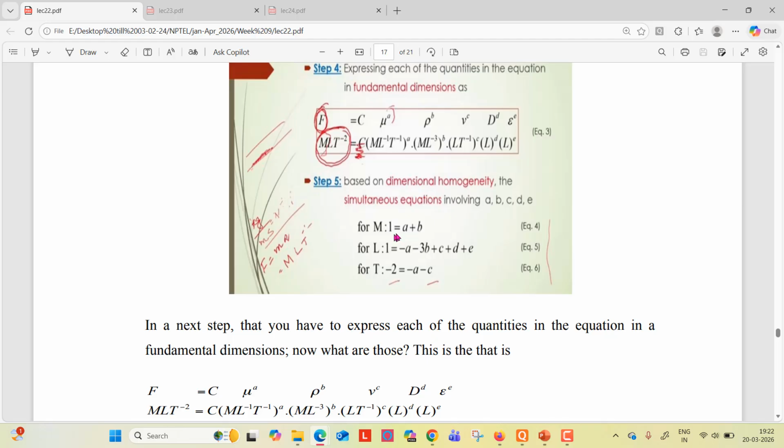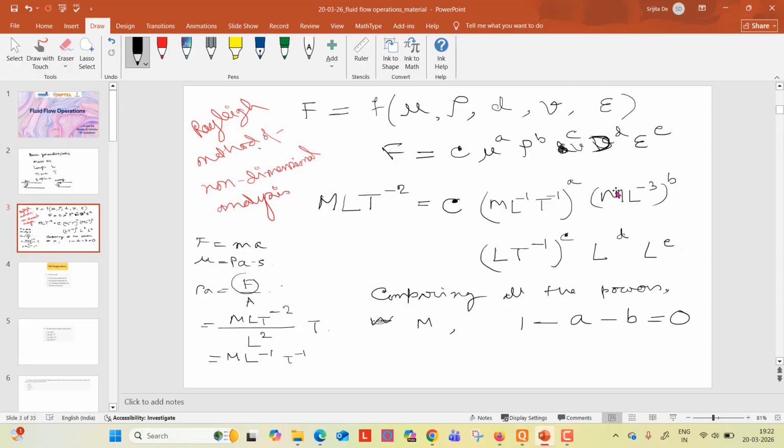Right? So 1 equals a plus b. Okay. Similarly, for L, we have L is also 1. It is L to the power minus a, that means plus a. It is L to the power minus 3b, that means plus 3b. L to the power c means minus c, minus d, minus e equals 0. Okay, all of them, right?